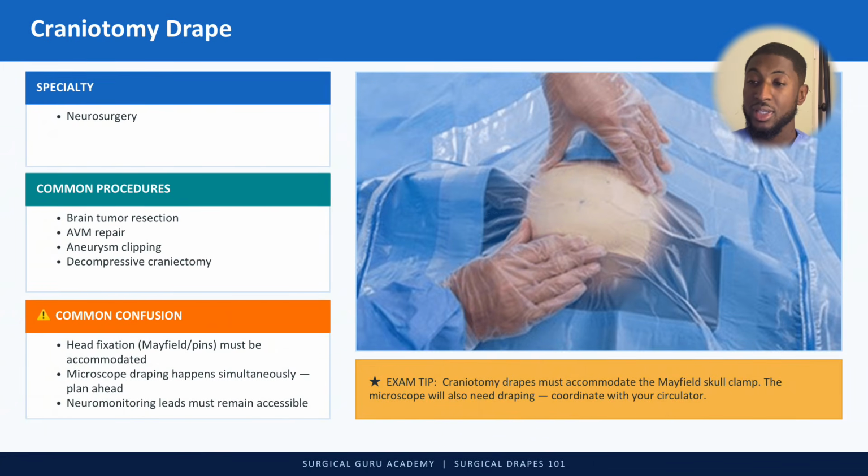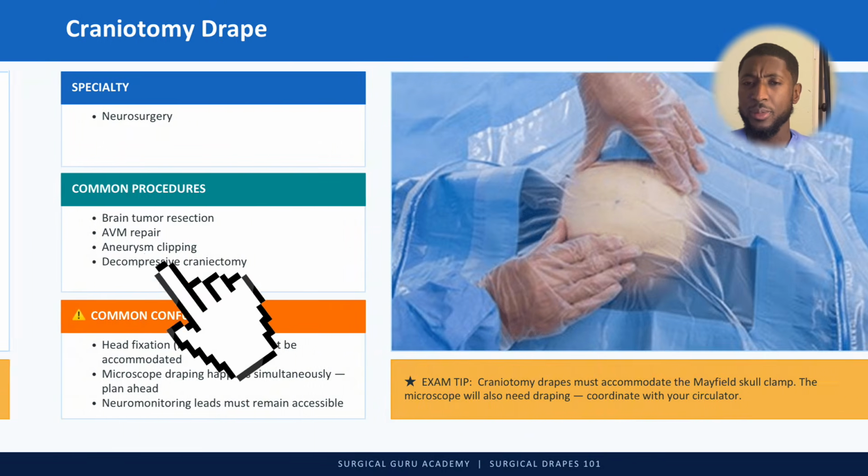The next exam tip is craniotomy drapes must accommodate the Mayfield skull clamp. The microscope will also need draping. Coordinate with your circulator. Microscope drapes are not easy to drape. I can understand why that would be a challenge for many people. But we will post more videos showing how to drape the microscope.